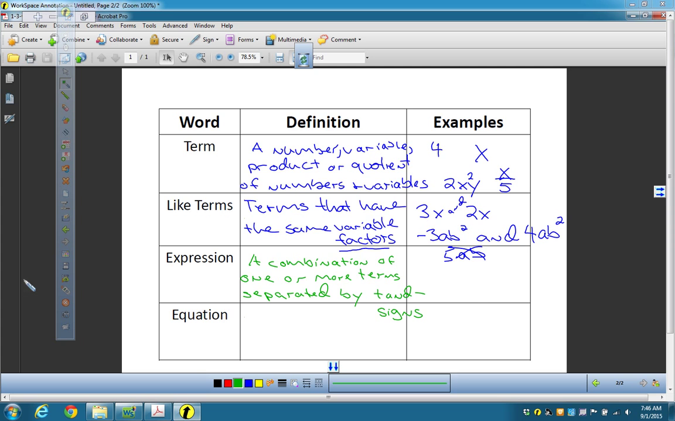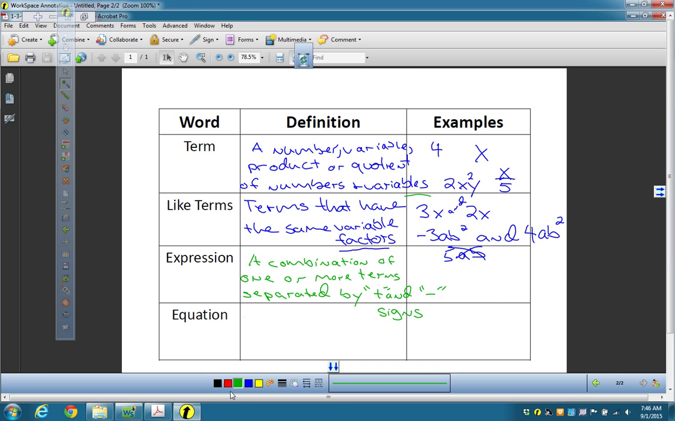Okay. So an example of an expression is, whoops, I accidentally scribbled on here. I don't want to do that. Plus and minus signs. Maybe I should have written out the words, but you guys get it.